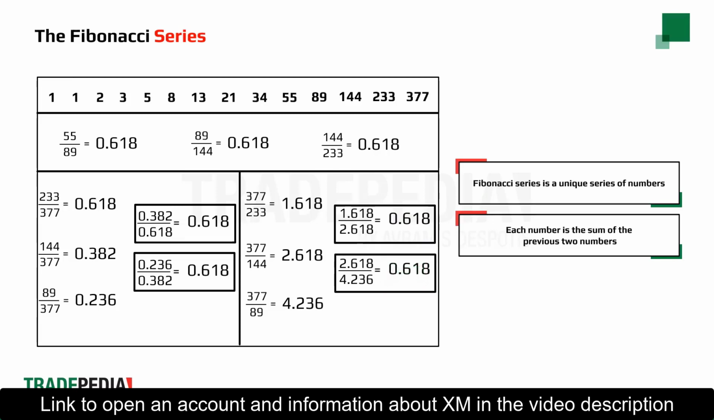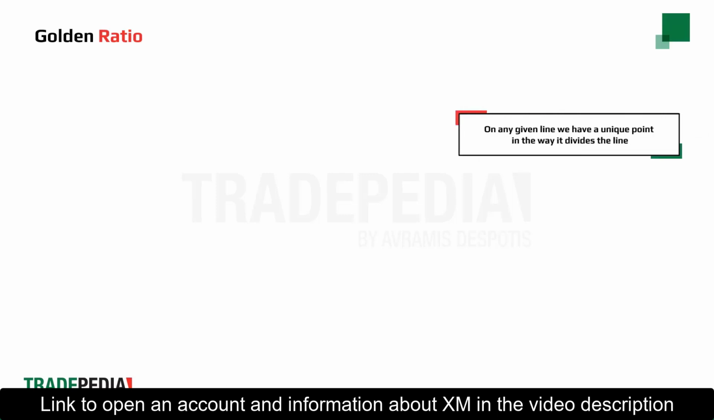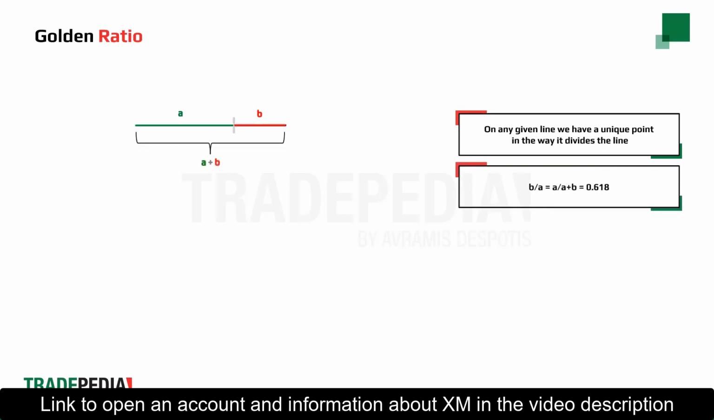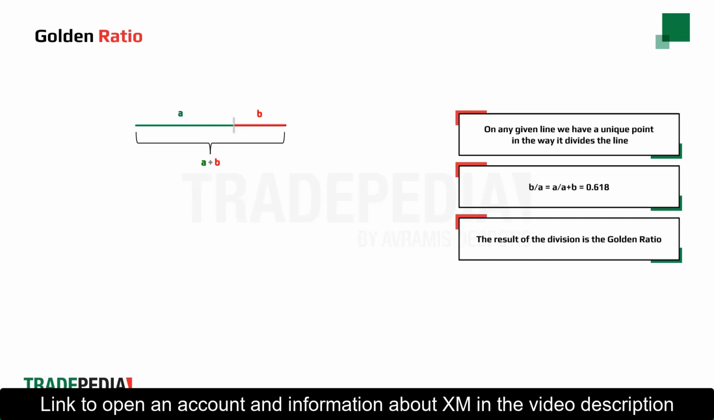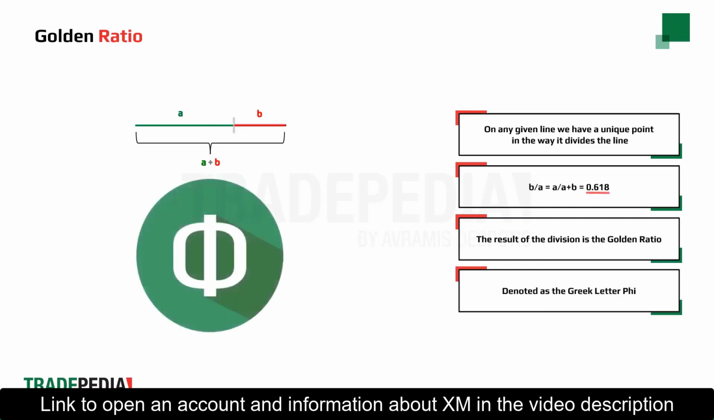So what is this magic number that keeps on appearing throughout this series of numbers? This is a number that Pythagoras spoke about a long time before Fibonacci. Pythagoras stated that on any given line, there is a point on this line that is unique, not in the middle, a bit to the right. This point is unique because if you divide B by A, you will get the same number as when you divide A by A plus B, and that number is 0.618. The golden ratio, denoted as the Greek letter phi.